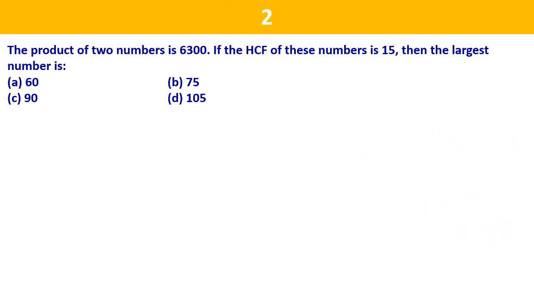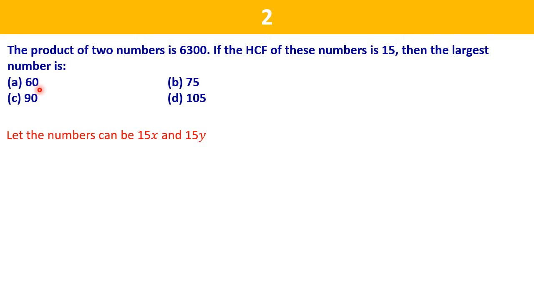Problem 2. The product of two numbers is 6300. If the HCF of these numbers is 15, then the largest number is what? So let us assume the two numbers as 15x and 15y because their HCF is said to be 15 here, where x and y are co-prime or relatively prime. So the highest common factor of x and y is 1.